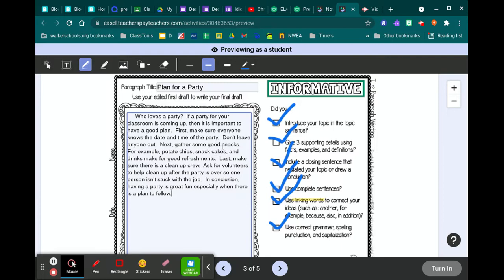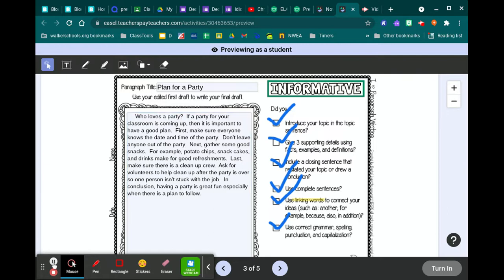For example, if I had a sentence right here that said, "Don't leave anyone out of." Oh no. If I said "don't leave anyone out of," that doesn't sound right, does it? I'm going to have to fix that. What am I leaving them out of? Well, from here, I'm going to put the party. Don't leave anyone out of the party. Make sure that you go back and read your own writing to make sure that you don't have any funny errors like that with incomplete sentences.